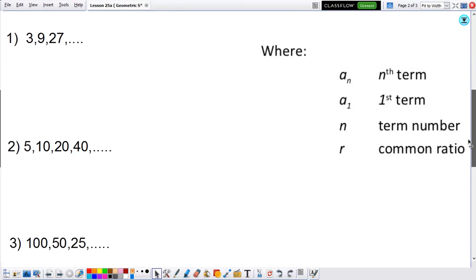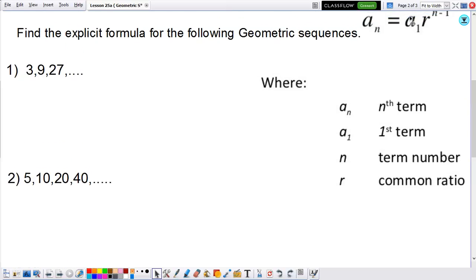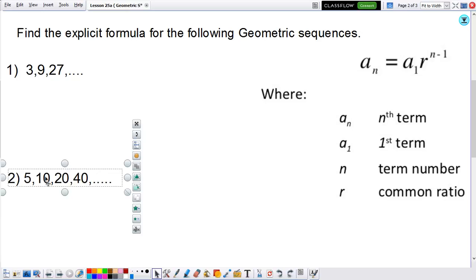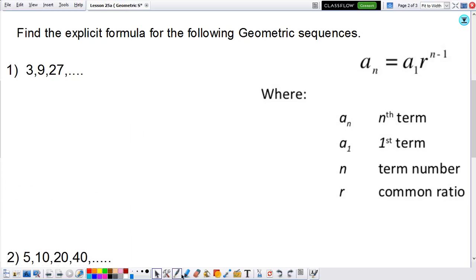So here we're going to have some examples where we have a formula and the variables that we're looking for. So now let's talk about example 1 real quick. If you look at the directions, it says we need to find the explicit formula for the following geometric sequence. So we need to come up with the formula for this sequence. Now again, if you want to find the formula, you need to know these four items. So let's go one by one.